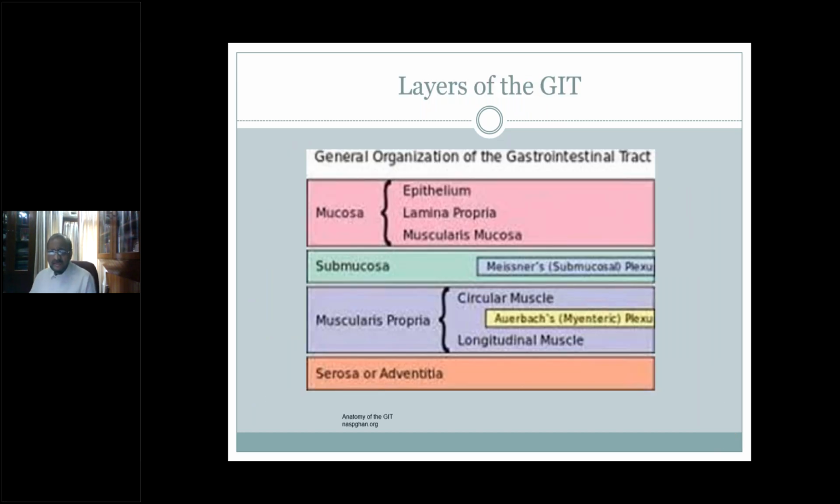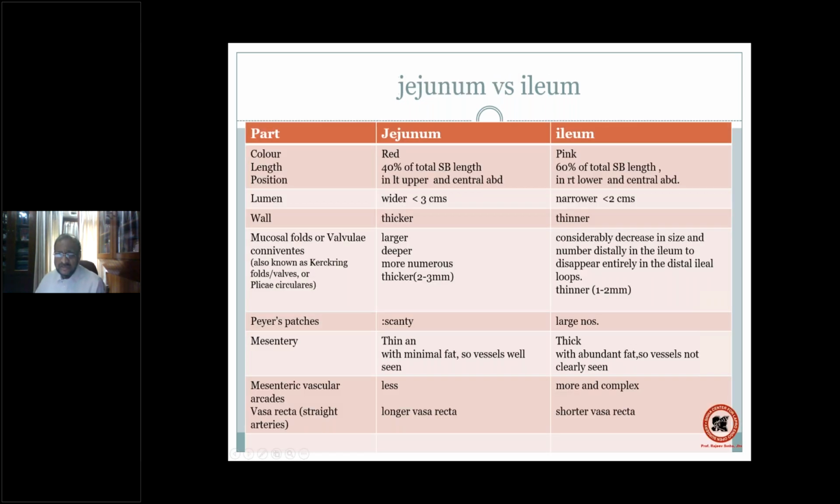If you look at the layers of the GI tract, the general organization, you would have the mucosa, the submucosa, the muscularis, and the serosa. In the mucosa, you have the epithelium. Just underneath, you've got the lamina propria, and underneath that would be the muscularis mucosae. Then comes the submucosa, that's coming from inside out. The submucosa has the submucosal plexus, and the muscularis, the circular and longitudinal muscle with the myenteric plexus, and of course the serosa or adventitia. These are the layers of the GI tract.